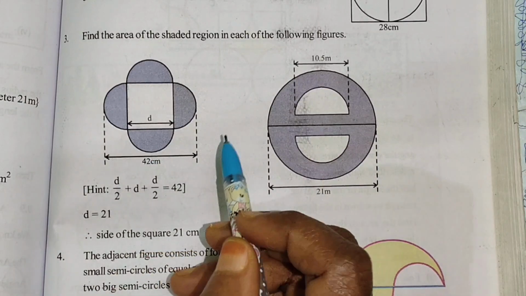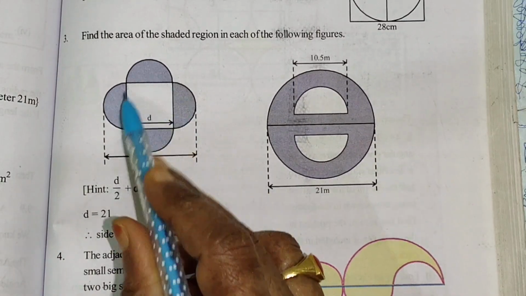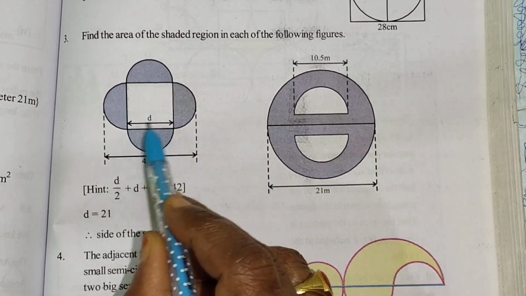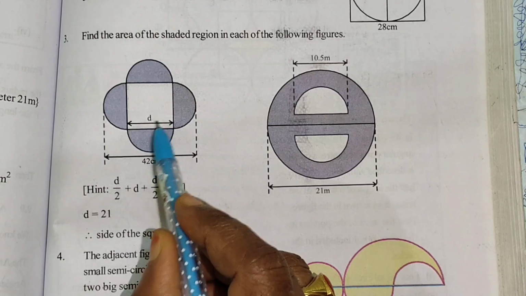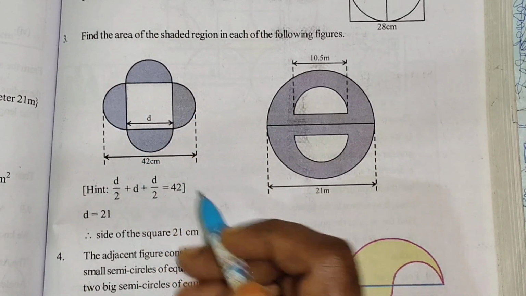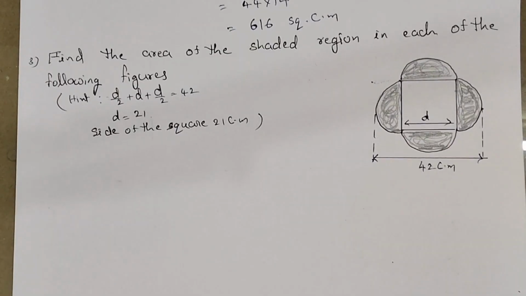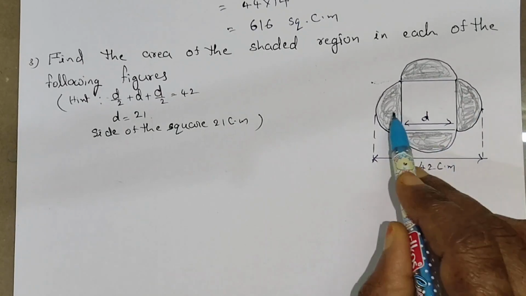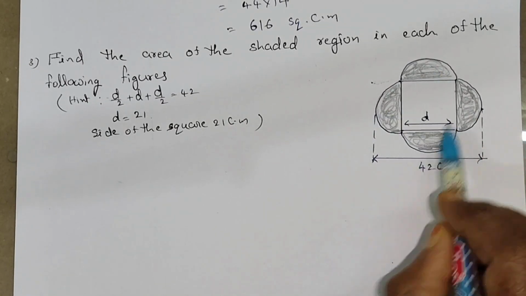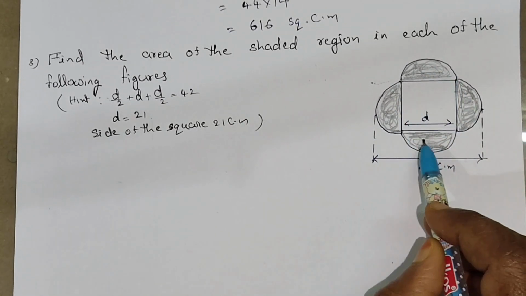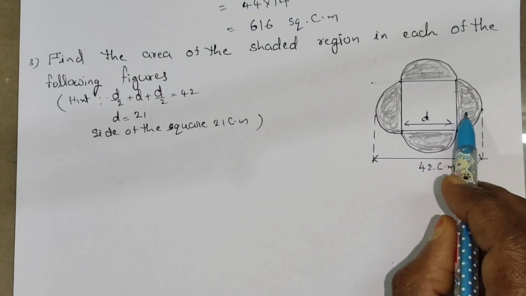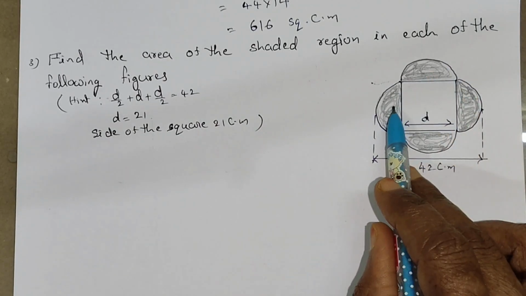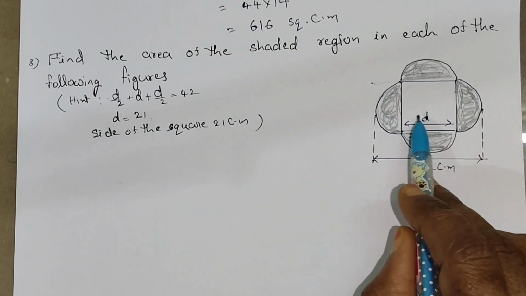So the side of the square means this inner part is the square, and this side is 21 centimeters. So now we find the shaded area. The shaded area is made of half circles. Here this one is a half circle, half circle, half circle. Here 4 half circles are there. So first we find one half circle. These are all circles of the same radius.